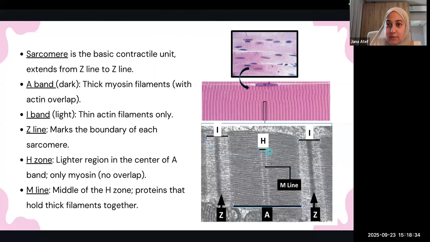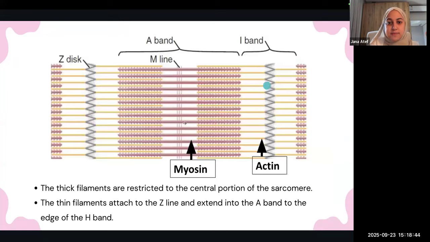Okay, so again, why is it the H zone? There's a question: would the H zone become darker during contractions? Yes, it would. Why? Because we said while they're contracting, there's going to be more overlap. So where there is overlap, it's going to be darker. Okay. So again, the H zone is lighter in the middle of the dark one because it has no thin filaments. Okay, there's no actin, it's only myosin.